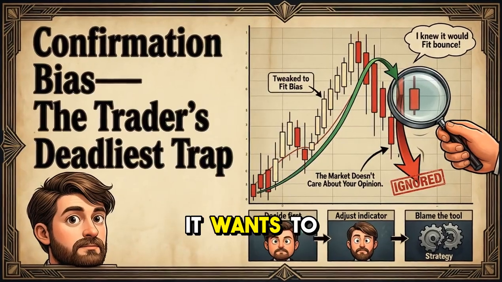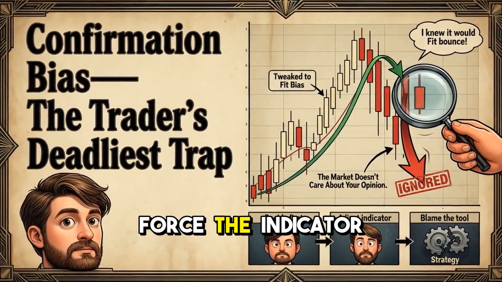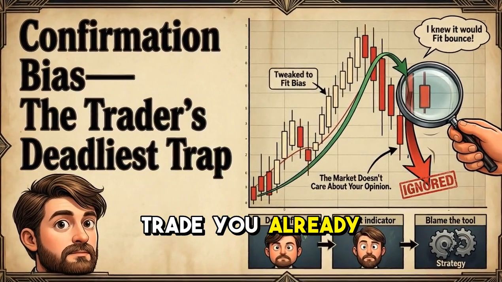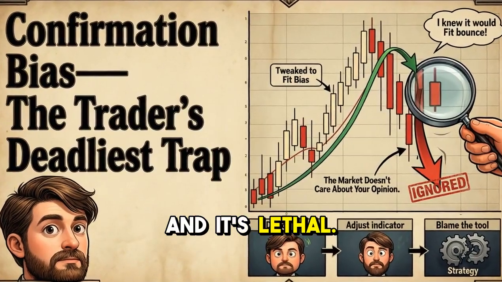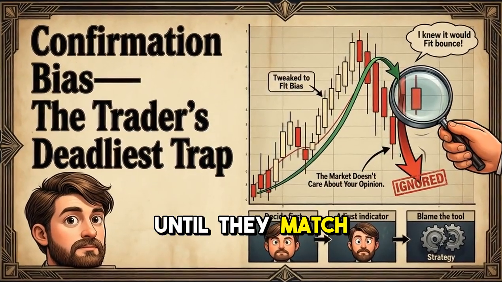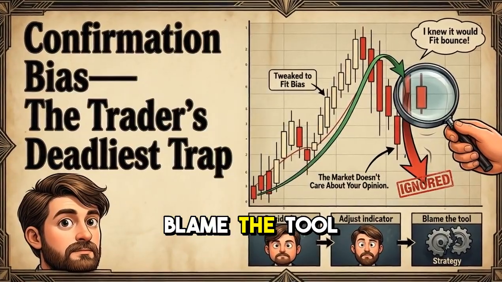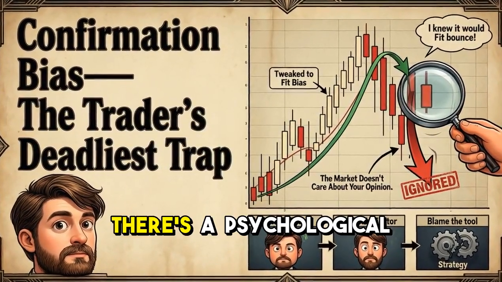Your brain doesn't want the truth. It wants to be right. You force the indicator to confirm the trade you already decided to take. That's confirmation bias, and it's lethal. You tweak the settings until they match your bias, then blame the tool when it fails.